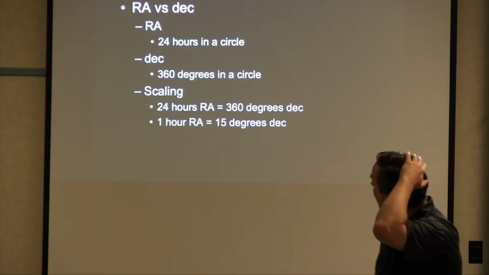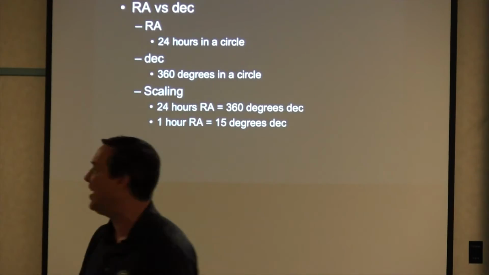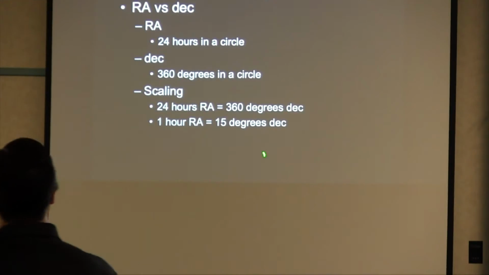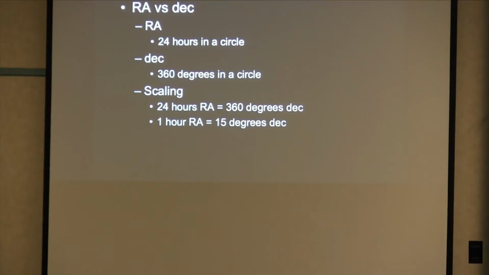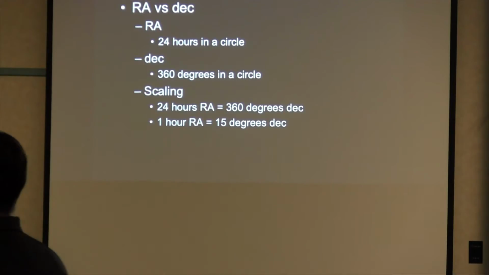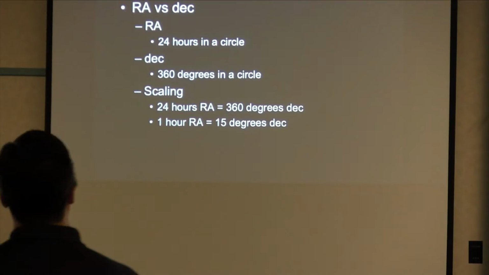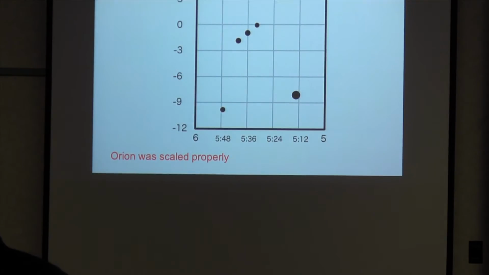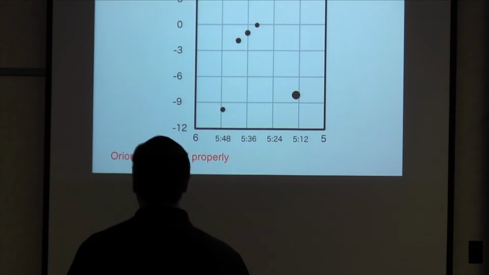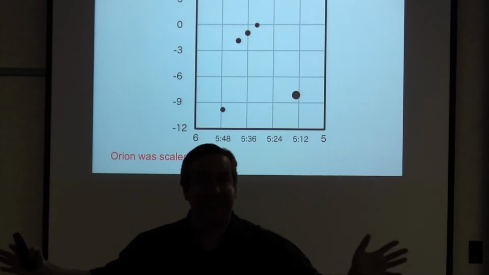All right, so this is what we just talked through: the scaling between right ascension and declination has to be correct. In order to reproduce what you see in the sky, you have to recognize that you're not measuring the same thing on the x-axis as you're measuring on the y-axis. How you label your axes is actually pretty important in astronomy in order to get things right. So, Orion was actually scaled properly. Yes, I cheated, I set it up just this way.